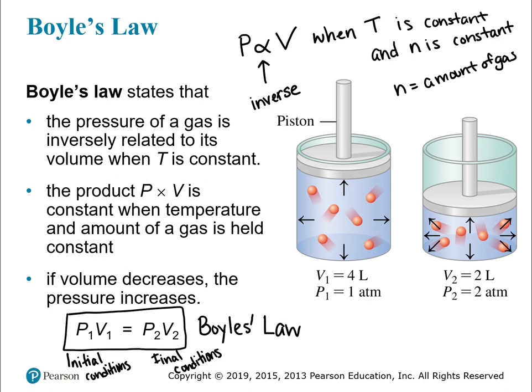In our example on the right, we start with a volume of 4 liters and a pressure of 1 atmosphere. This container has a piston, so you can push down on the piston, and it will push down on the gas to decrease the volume. We've now decreased the volume to 2 liters, and the pressure has increased. But notice how the pressure times the volume stays the same. So when you multiply the pressure times the volume, you should get the same thing. And that's what Boyle's law says.